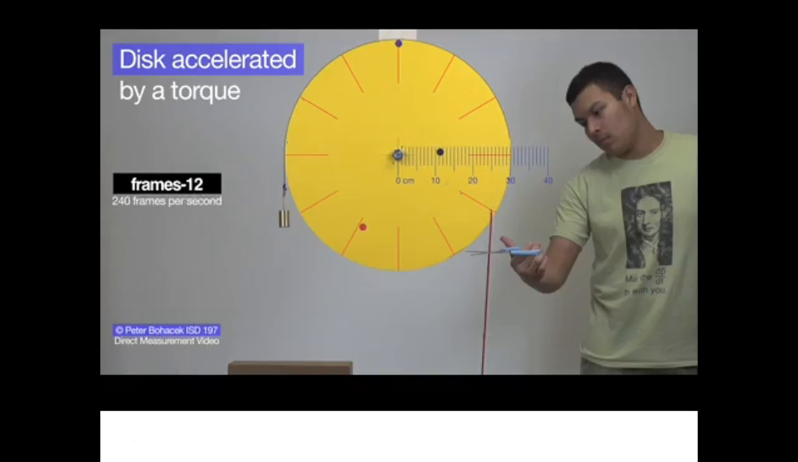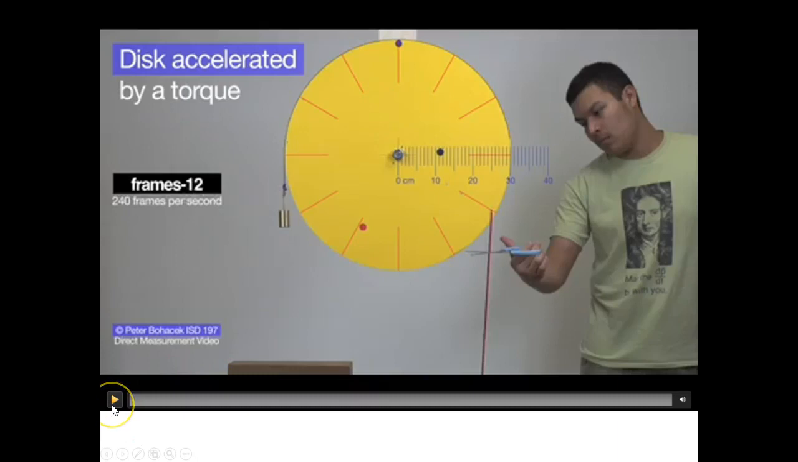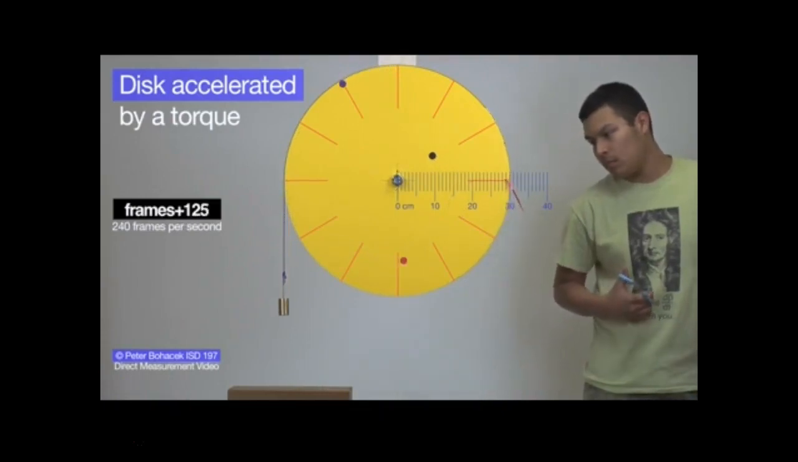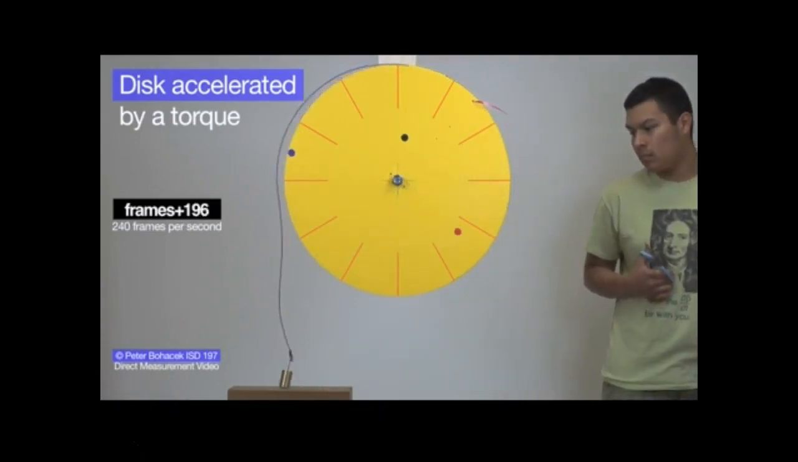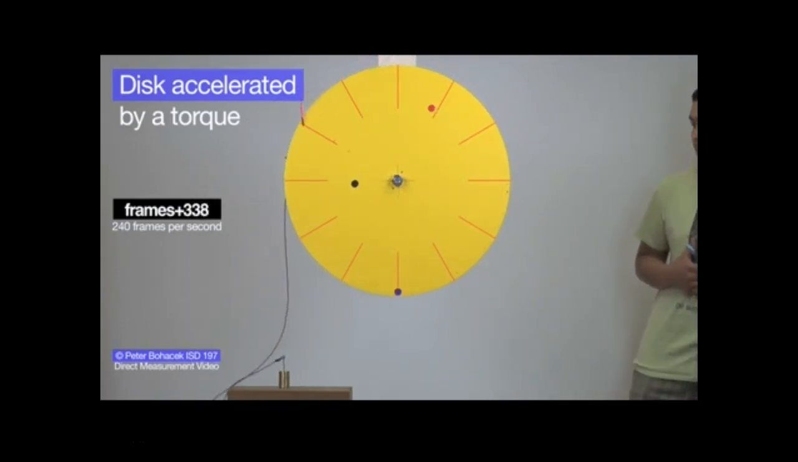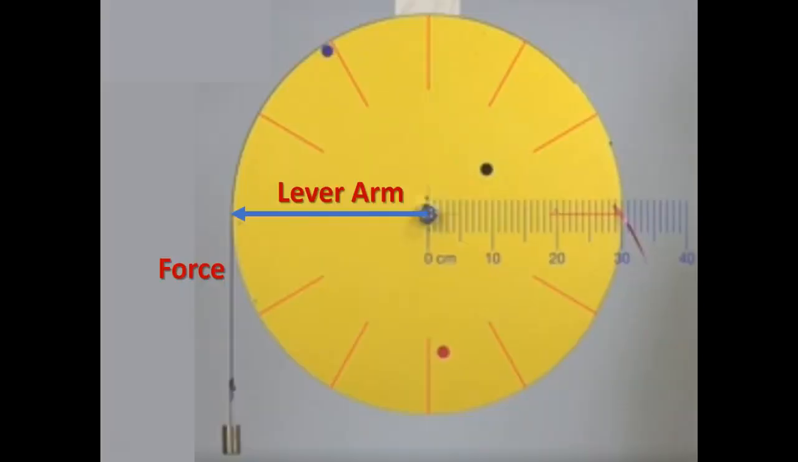So here we can see that there's a hanging mass along the edge of the disc. When the string is cut, the mass is going to fall, and then that falling mass is going to cause the disc to rotate. Then of course once the mass stops falling, the disc has constant velocity. So if we look at this, it kind of reinforces what we've already talked about.